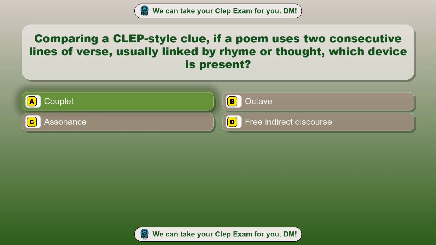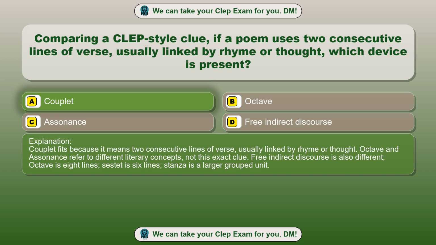Couplet. Couplet fits because it means two consecutive lines of verse, usually linked by rhyme or thought. Octave and assonance refer to different literary concepts, not this exact clue. Free indirect discourse is also different, octave is 8 lines, sestet is 6 lines, stanza is a larger grouped unit.